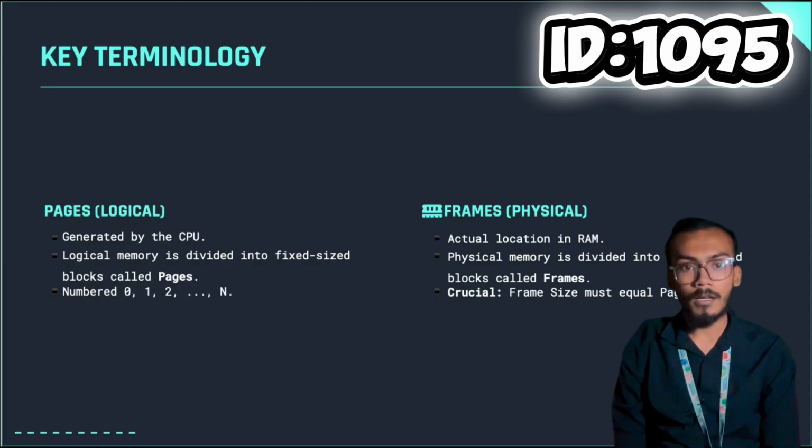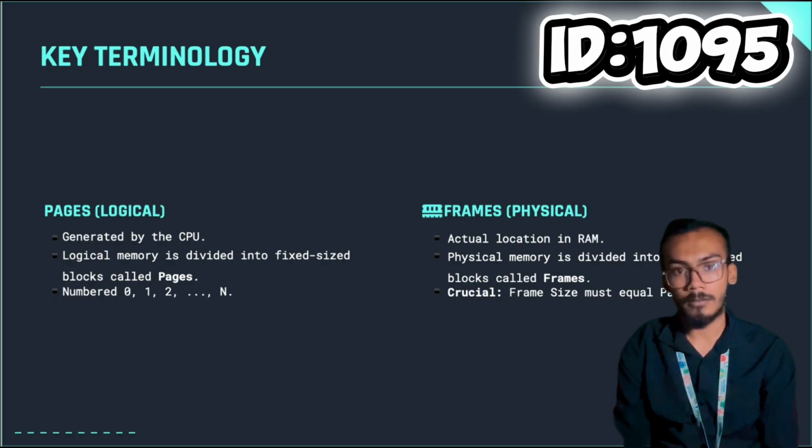of RAM. Key terminology. Logical memory is divided into fixed-sized blocks called pages, numbered 0, 1, 2 and continuing to n. Physical memory, the actual location in RAM, is divided into fixed-sized blocks called frames. Crucial: frame size must equal page size.